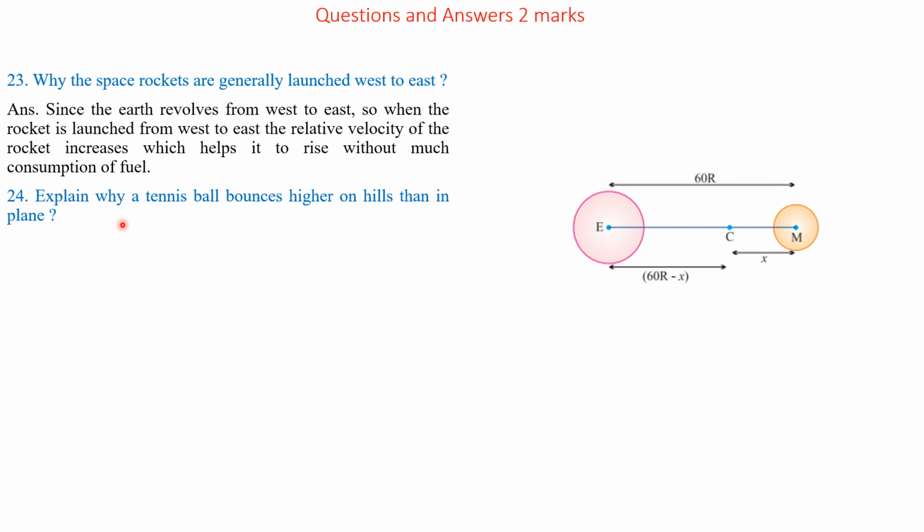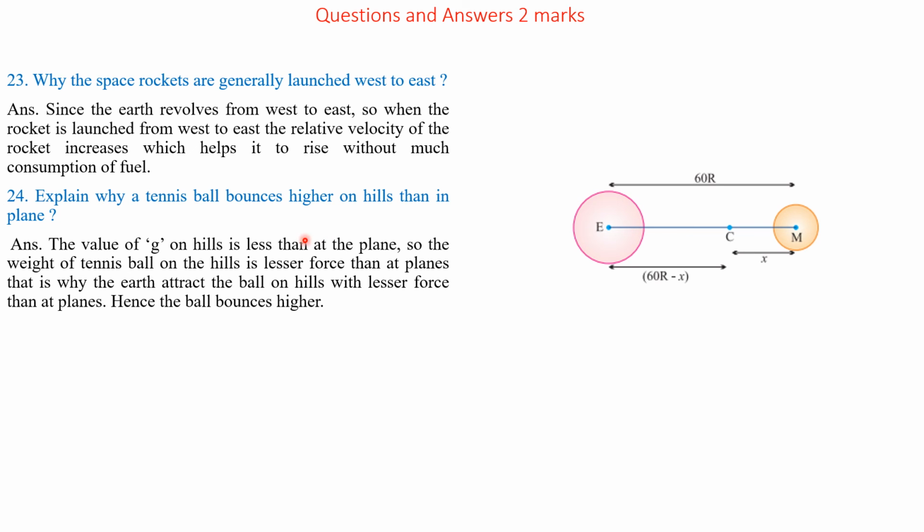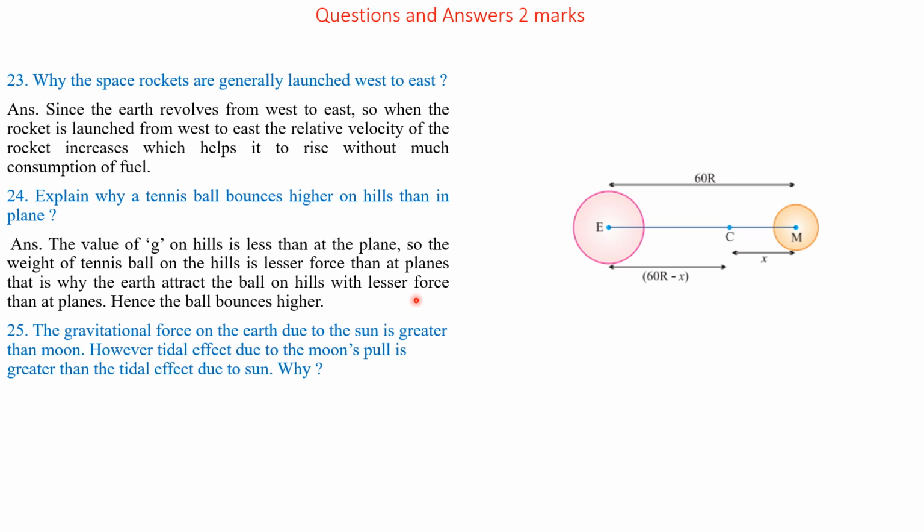Next question. Explain why a tennis ball bounces higher on hills than in the plain. Answer. The value of g on the hills is less than the plain. So the weight of the tennis ball on the hills is lesser than at plains. That is why the Earth attracts the ball on the hills with lesser force than at plains. Hence the ball bounces higher.